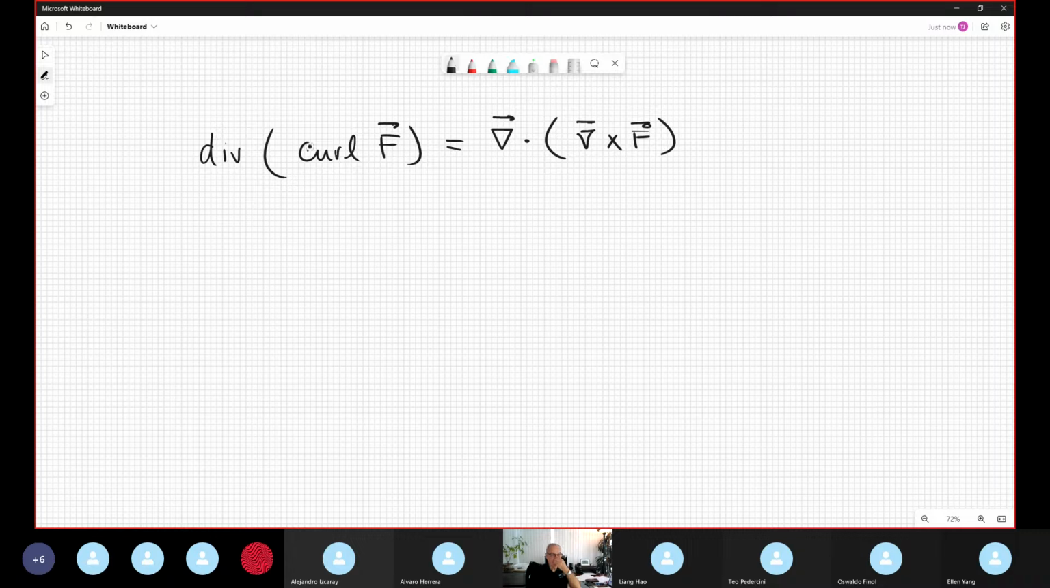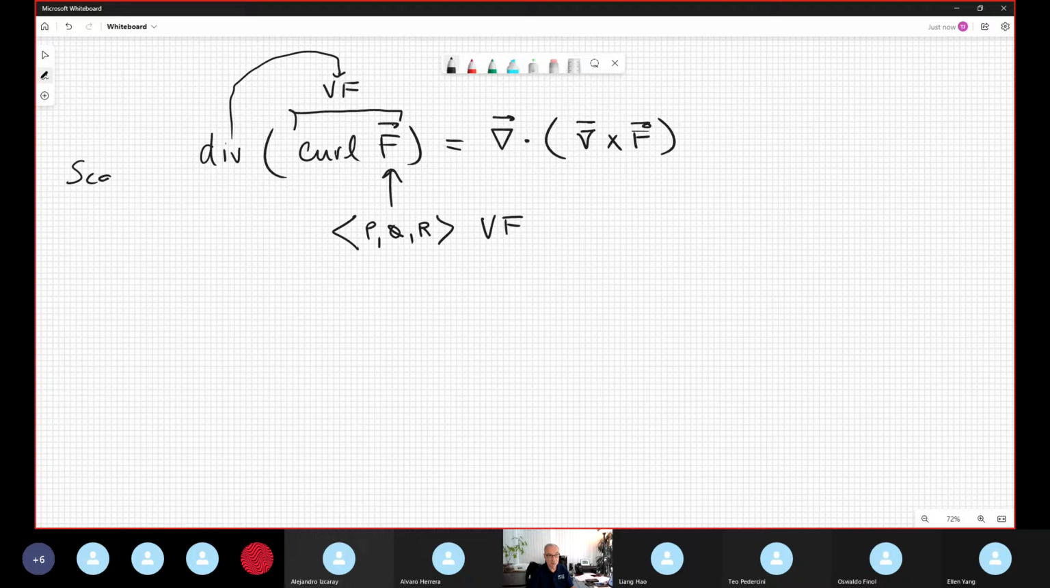Let me try to understand. At the beginning we are given a vector field PQR, suppose in 3 dimensions. When you compute the curl, you get another vector field, because the curl in 3 dimensions is a vector field. And when you compute the divergence of this vector field, we have a scalar function. But the thing I try to prove is that this is equal to 0.